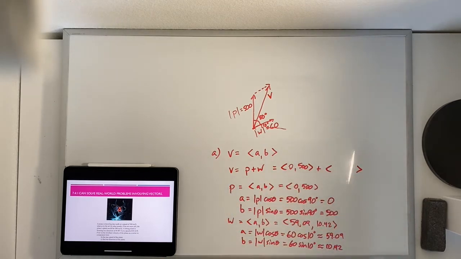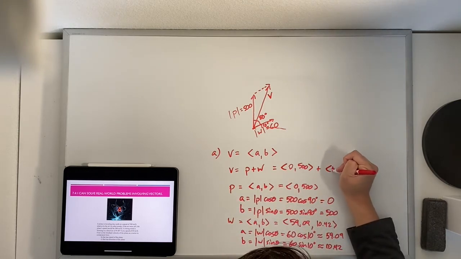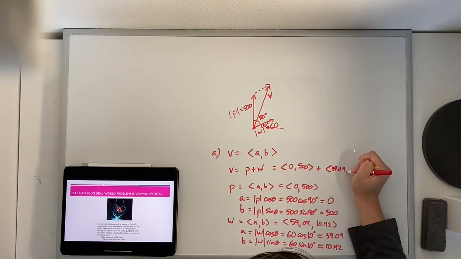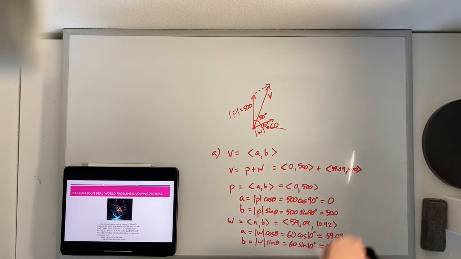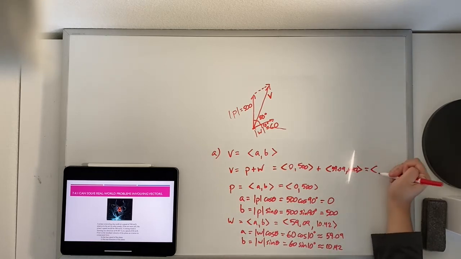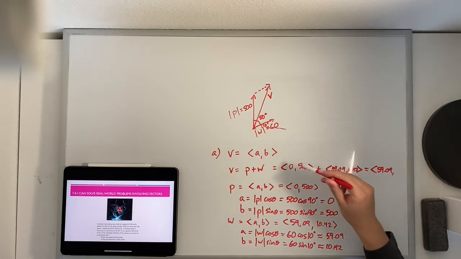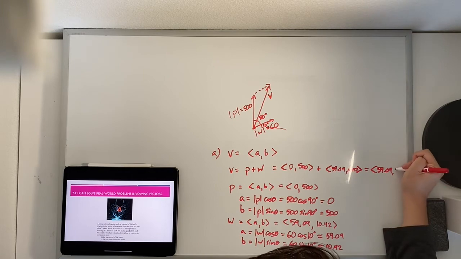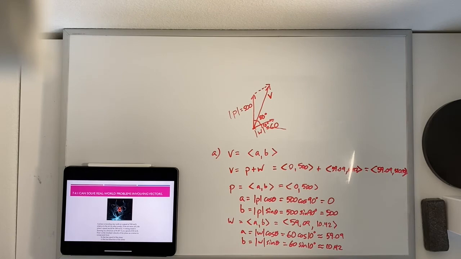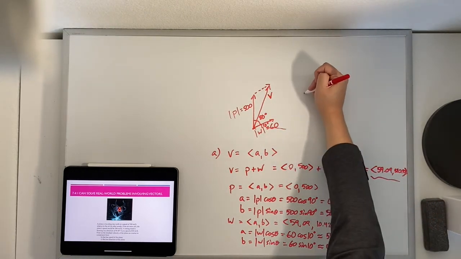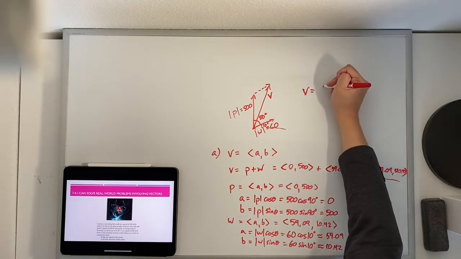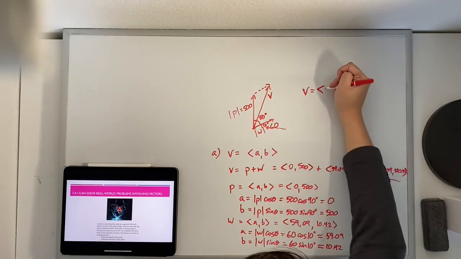So our vector V is P plus W. So that's the vector 0, 500 plus the vector 59.09, 10.42. 0 plus 59.09 is 59.09. 500 plus 10.42 is 510.42. I ran out of room there on the board. So this is our vector V. So I'm going to write that up here so I can erase this because we'll need it for parts B and C.